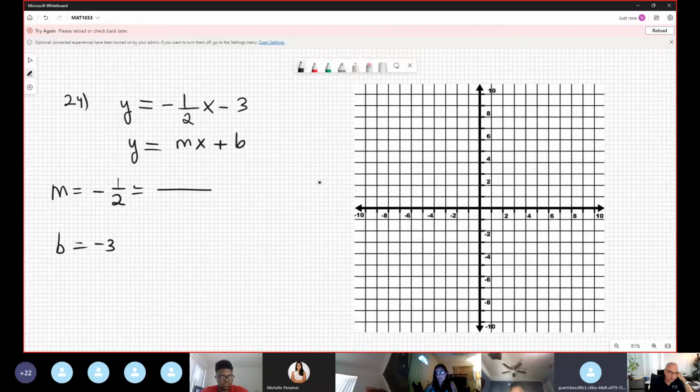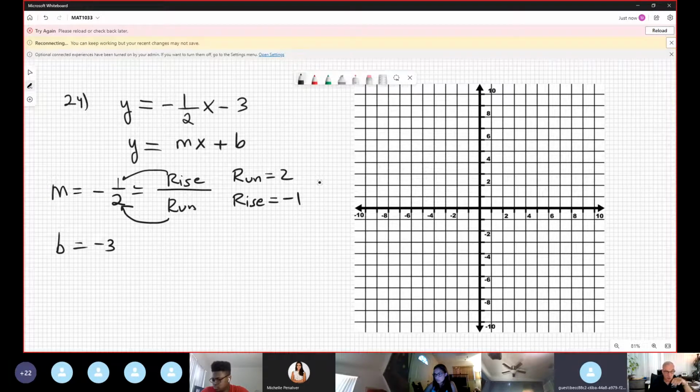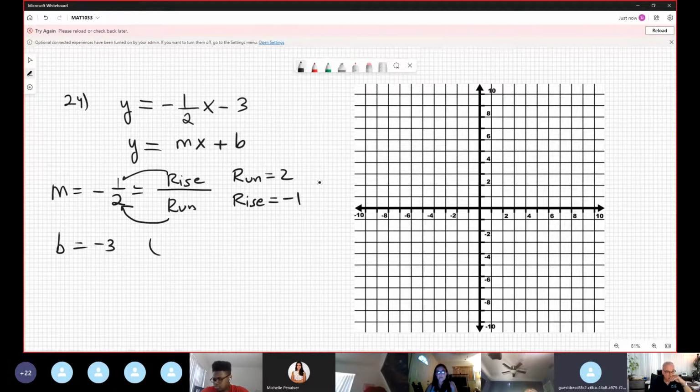Now the interpretation for the slope is run and rise. It's obvious that run is 2 and rise is negative 1. So the responsibility to be negative always you assign to the rise, because by default you suppose the run is positive. And you move it always to the right, never to the left. And the y-intercept is the point (0, -3). I plot that. (0, -3) is over there.